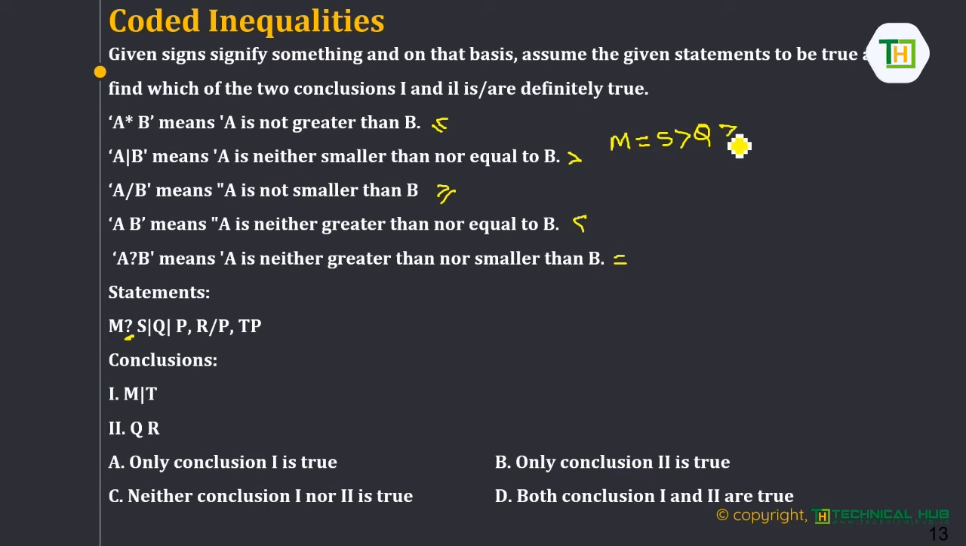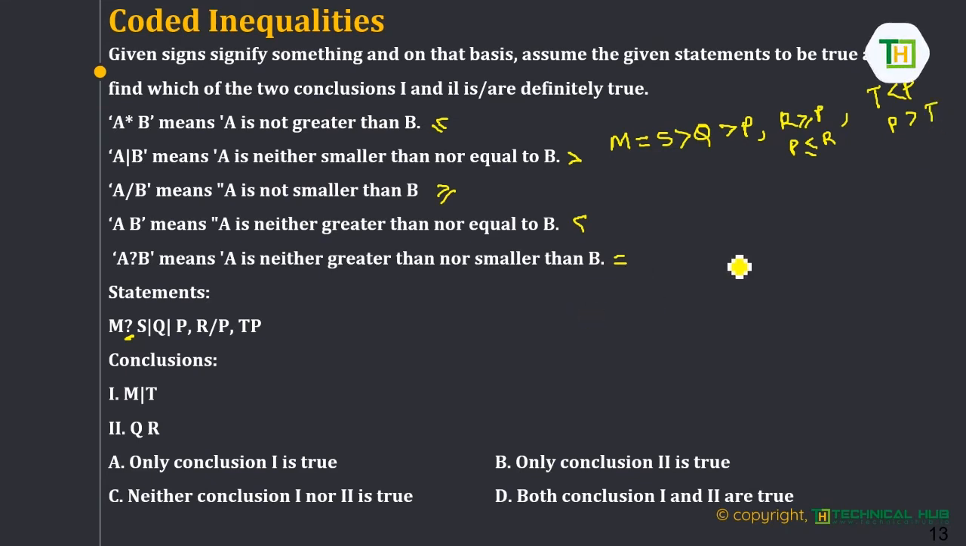Next, R slash P. R slash means A is not smaller than B, meaning greater than or equals to. So R greater than or equals to P. For convenience, this can be written as P less than or equals to R. Both are the same. Next one, T and P, the relation is T less than P, or P greater than T.